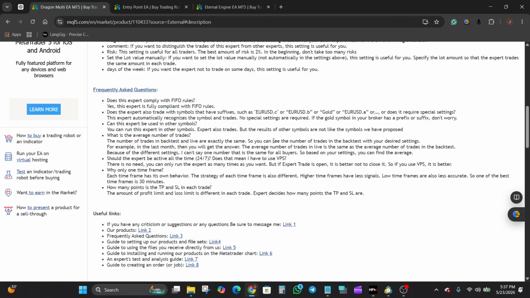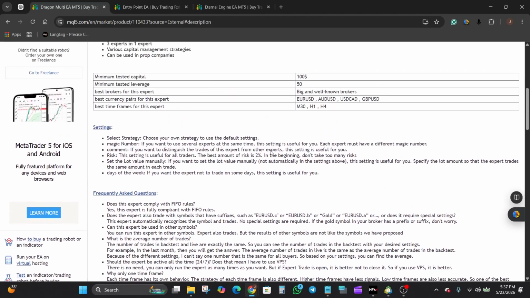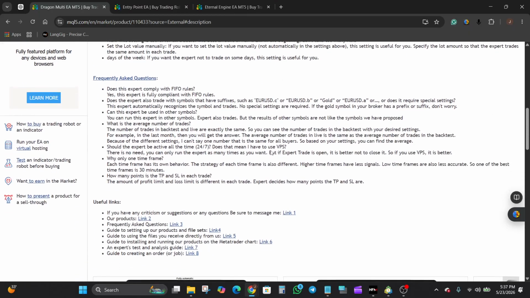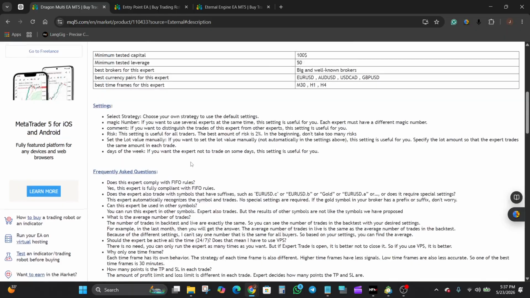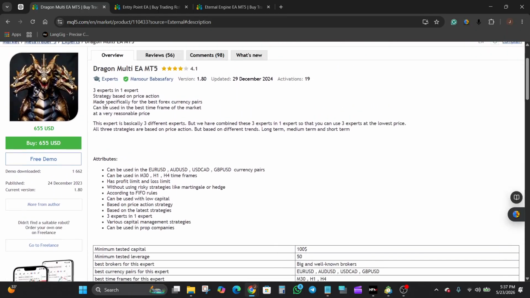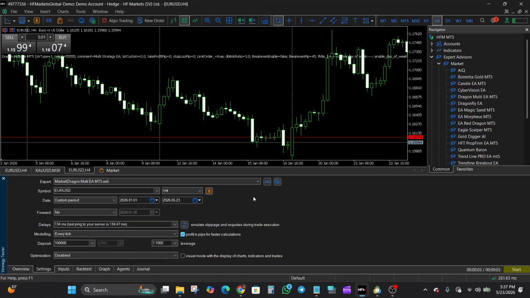So let us move into the historical backtesting side. Transitioning into the historical backtesting side, the developer explains that the number of trades seen in testing should generally align with live conditions when using the same settings, which is useful for evaluating trade frequency before running the EA live. All right, we are just going to head over to the strategy tester right now. The Dragon Multi EA. We are testing the Dragon Multi EA on Euro USD on the H4 time frame.